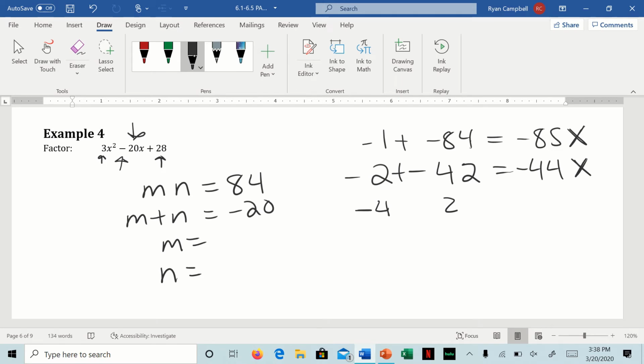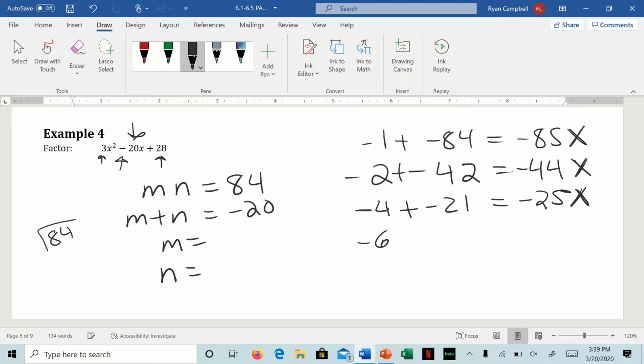4 divided by 4 is 1. So if we add those two together, we get negative 25. Also not great. We're getting closer, right? Because we need -20. So would -5 work? Definitely not, right? 84 doesn't have a 5 or a 0.